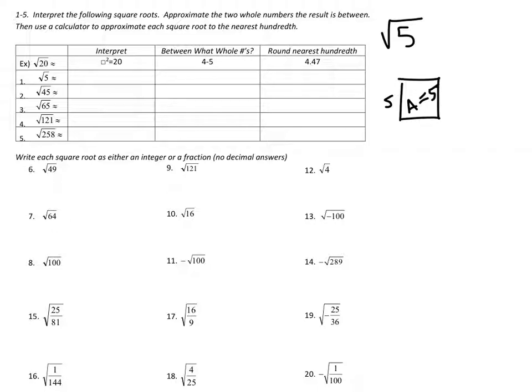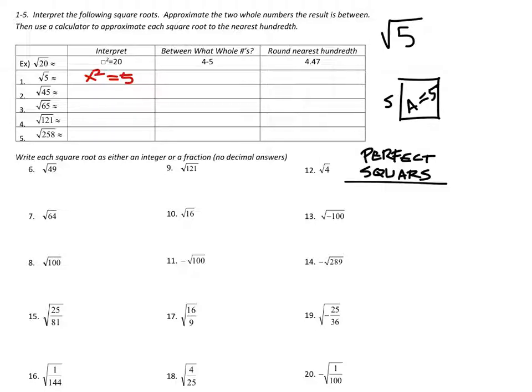So what this means is that we'll need to estimate this, probably to the nearest hundredth, which is what it wants. And the interpretation then is, I'm just going to write x squared equals 5 in this case. So what numbers is it between? Let's take a look at that.